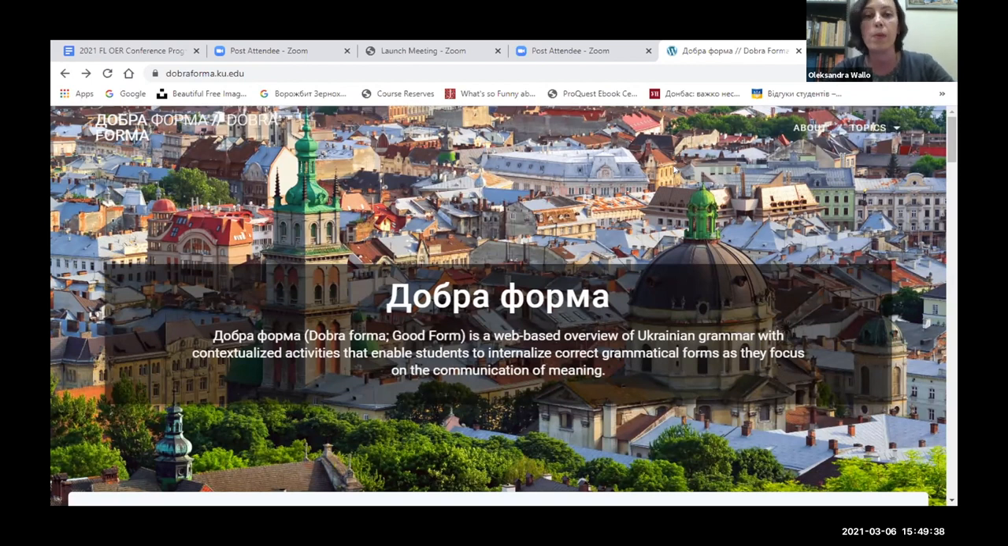And so far on the website, we have 24 of these units, which is about 75 modules, covering a variety of topics. And the entire resource will be completed by September of 2021, so pretty soon. But everyone can already go and use the resources that are already on the website.